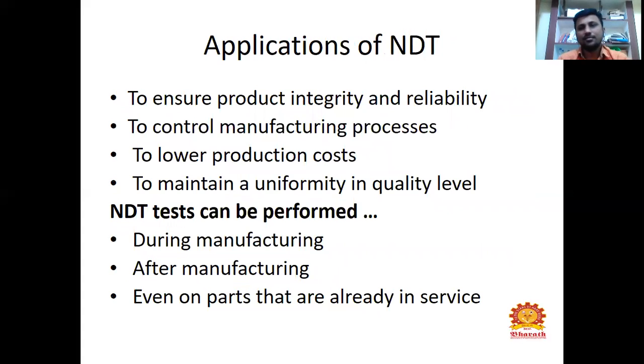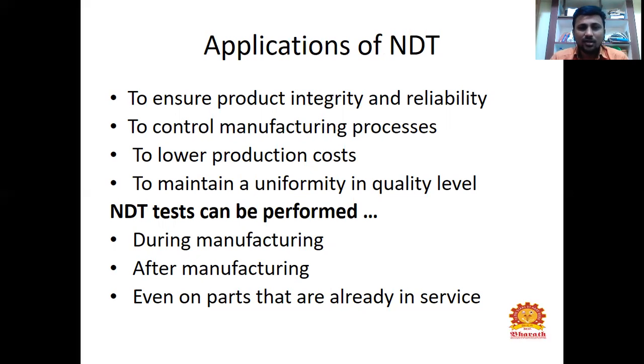Then applications of non-destructive testing: to ensure product integrity and reliability. So we can ensure that product integrity and reliability. And next is to control the manufacturing process. So product development, then manufacturing process. That also plays a very important role. The application of NDT lowers production cost, so it reduces wastage.